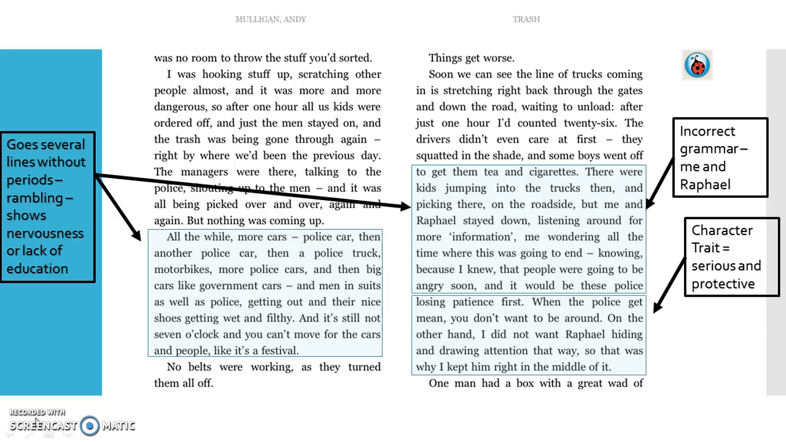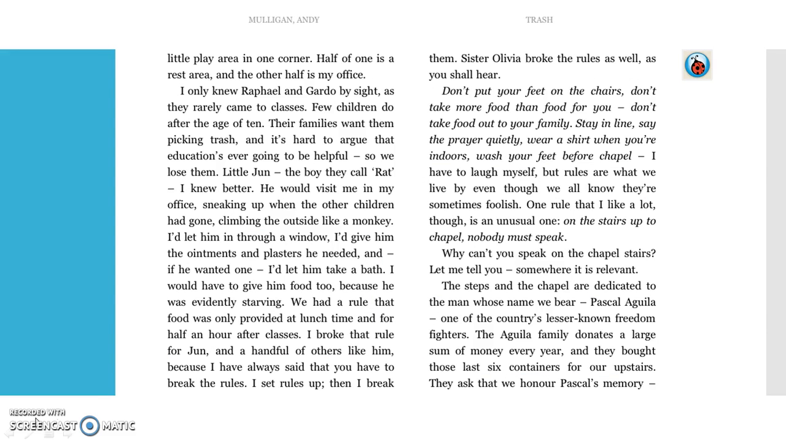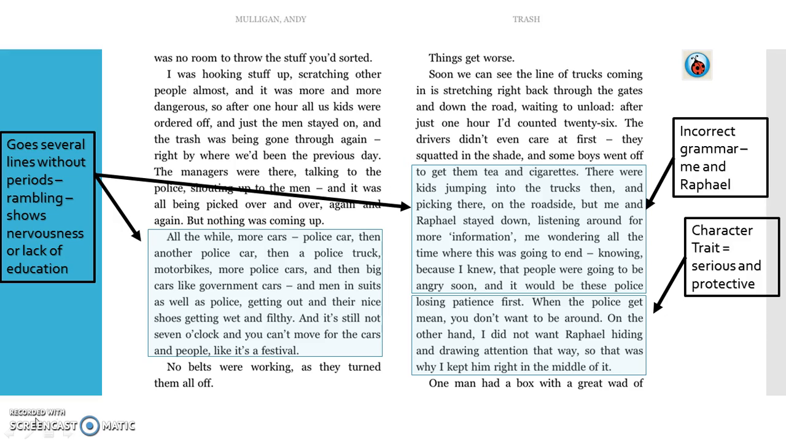We know that this situation is important. Our character's kind of being a little bit protective, and I know from other instances in the story that Gardo is kind of the protector in this threesome of boys. So, going back here, because of all of this stuff, the lack of education, the being overprotective, this nervousness, this rambling, gives me the idea that it is Gardo that is speaking in this example.